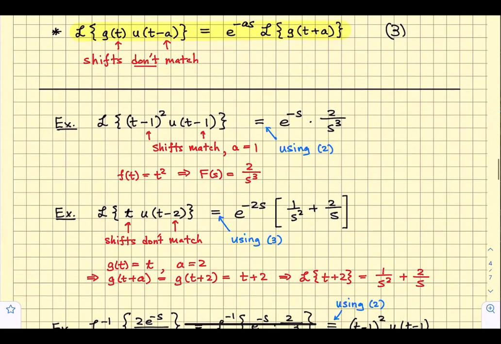If I'm going to find the Laplace transform of g of t plus a, first I need to get my hands on what g of t is. Well, g of t is just t. My a is 2, so g of t plus a is g of t plus 2. If g of t is t, g of t plus 2 must be t plus 2. The Laplace transform of t plus 2 is, using linearity and our basic table, 1 over s squared plus 2 over s. So this is my Laplace transform of g of t plus a. I'll put it here, and I know it's being multiplied by e to the minus 2s. So that's my final answer.